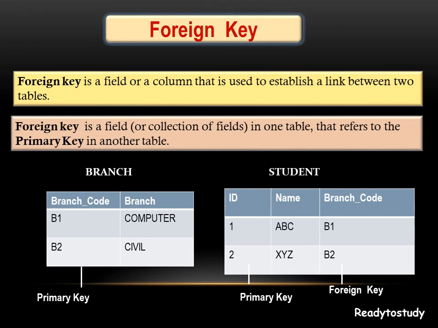So if we want to connect both tables and apply the foreign key, that column should be the primary key of the first table. So that is one main condition if you want to establish a foreign key.